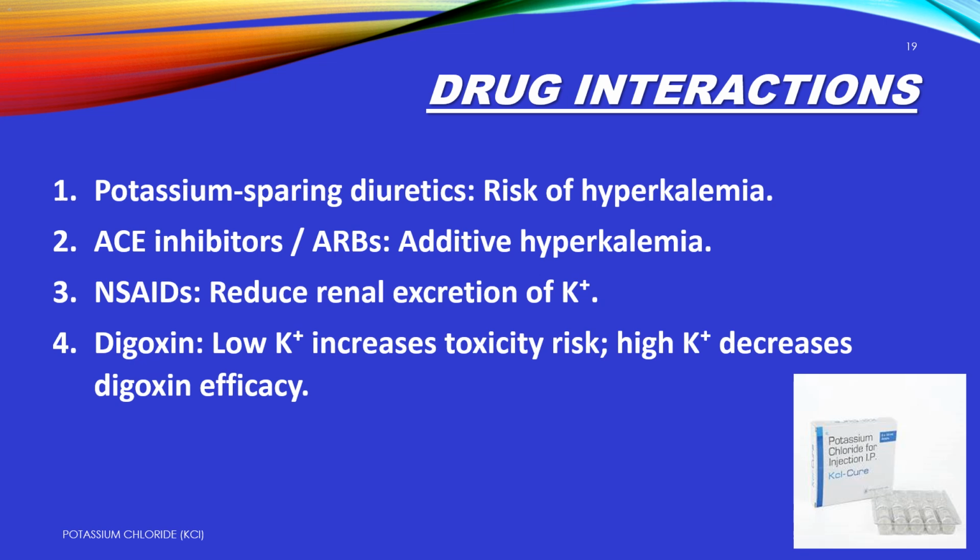3. NSAIDs. Reduce renal excretion. Nonsteroidal anti-inflammatory drugs (NSAIDs) can decrease the kidney's ability to eliminate potassium, potentially leading to hyperkalemia when used with potassium chloride. 4. Digoxin. Low K increases toxicity risk. High K decreases digoxin efficacy. Potassium levels can impact the effectiveness and toxicity of digoxin. Low potassium levels increase the risk of digoxin toxicity, while high potassium levels may reduce digoxin's effectiveness.